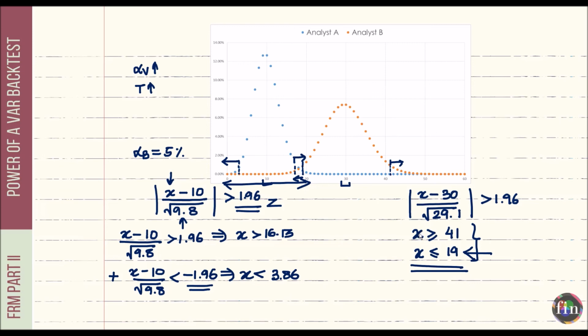So just to recap the rules of thumb: if you want to increase the power of a backtest, then increase the level of significance, which amounts to decreasing the level of confidence at which you compute the VaR, and/or lengthen the backtest window. If you were to do this, you would increase the power of your backtest.